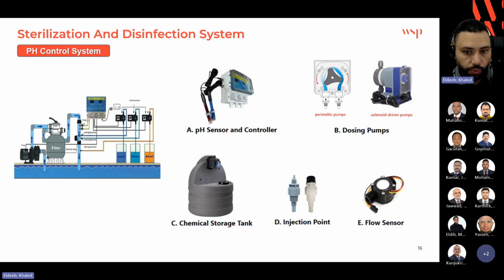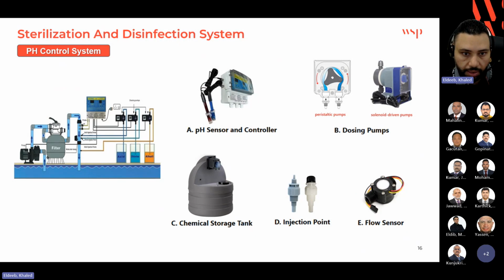The third item that we have here, the chemical storage tank. We use it to hold the acid or base solution to be dosed in the water, and this tank usually is made of high density polyethylene to resist the chemical corrosion happening due to storing this material.